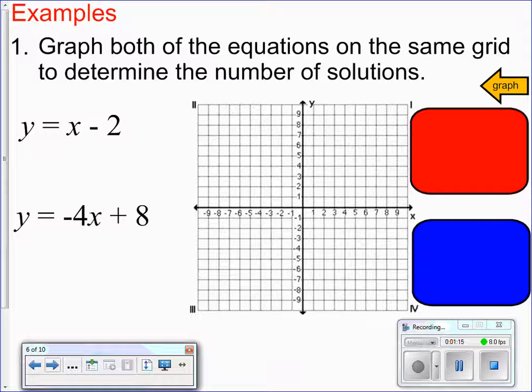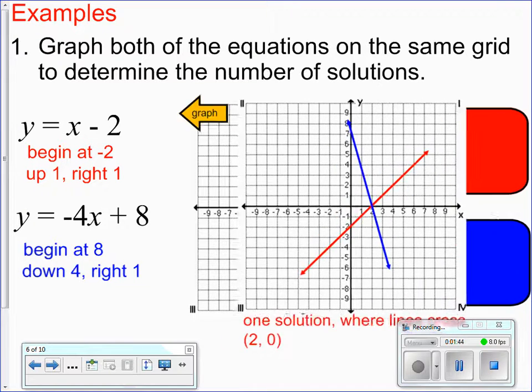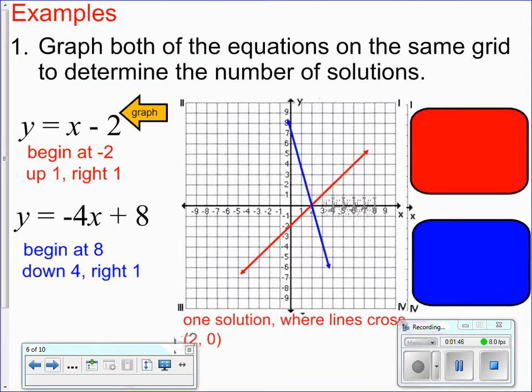So some examples. We're going to graph both of the equations on the same grid to determine the number of solutions. In the first example, the first equation is in slope-intercept form. So that means we're going to begin at -2, and our slope is 1, so we'll go up 1, right 1, up 1, right 1. The second one is also in slope-intercept form, so we begin at 8 and go down 4, right 1, down 4, right 1. So your graph will look like that.